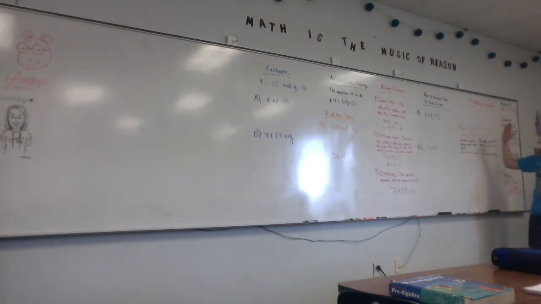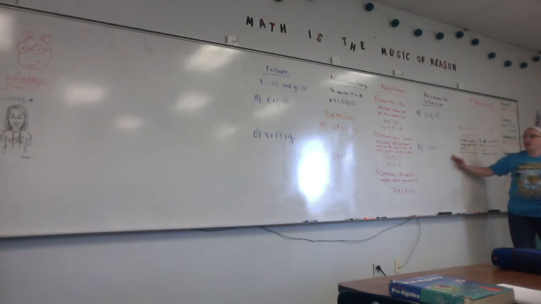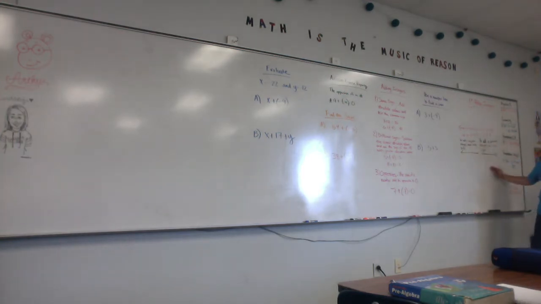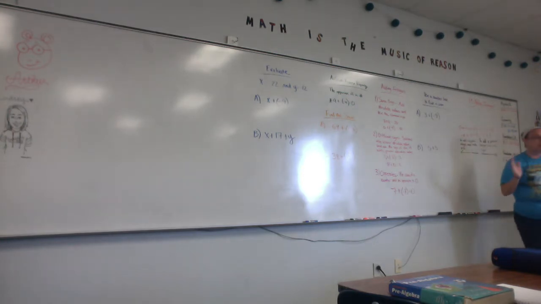Positives on this side, negatives on this side. When you add a negative integer, you move to the left. When you add a positive integer, you move to the right. Okay? That's the breakdown of that. So if you have a number line, that's how you would show that.